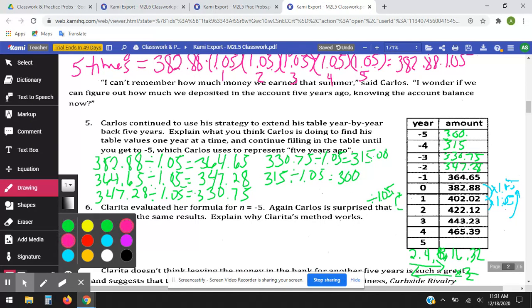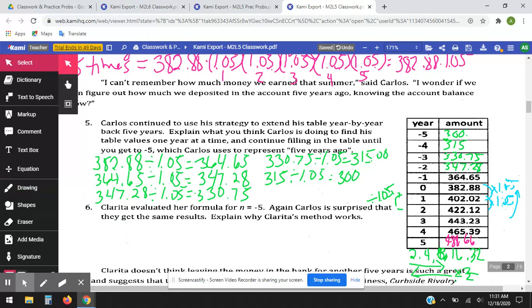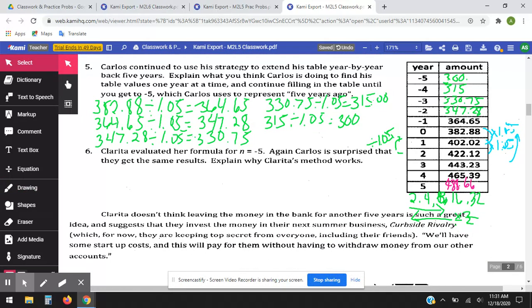And we'll go ahead and put in our original down here, we have that 488.66. Yeah, 488.66 is our last one. So working backwards, that's how Carlos did it, 1 year at a time.